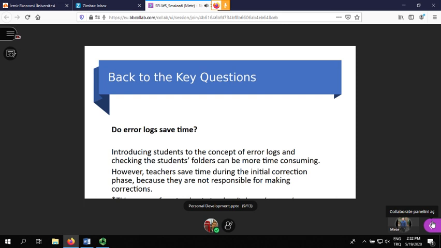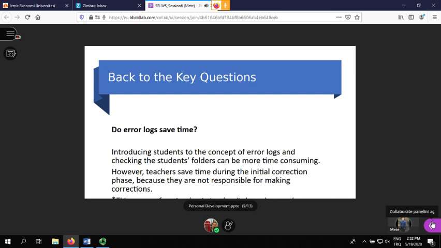Back to the key questions. Do error logs save time? You can't see it at the bottom, right? But I think this largely depends on how you are used to grading papers. I'd say most of the time was spent in the beginning, introducing students to the concept of error logs. They had many questions. They were grunting and groaning. But after, I'd say like week 2, once we got things organized, the process started to go more smoothly.